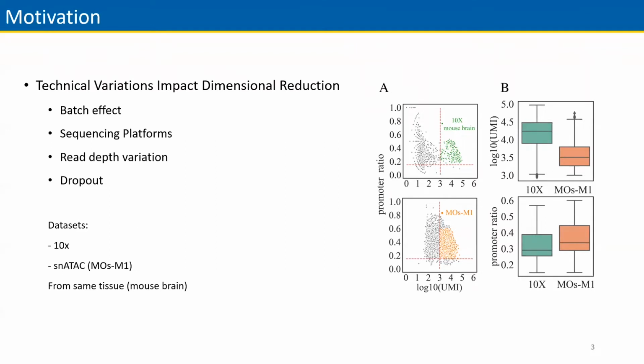From the figure, we can first see a clear batch effect. Read depths from different sequencing platforms are of different magnitude, and the promoter ratios are also different. Also, we can see great read depth variation even within the same sample. Read depths could change dramatically. And last but not least, for single-cell ATAC-seq, we also have the stochastic dropout issue, that requires imputation before any downstream analysis.